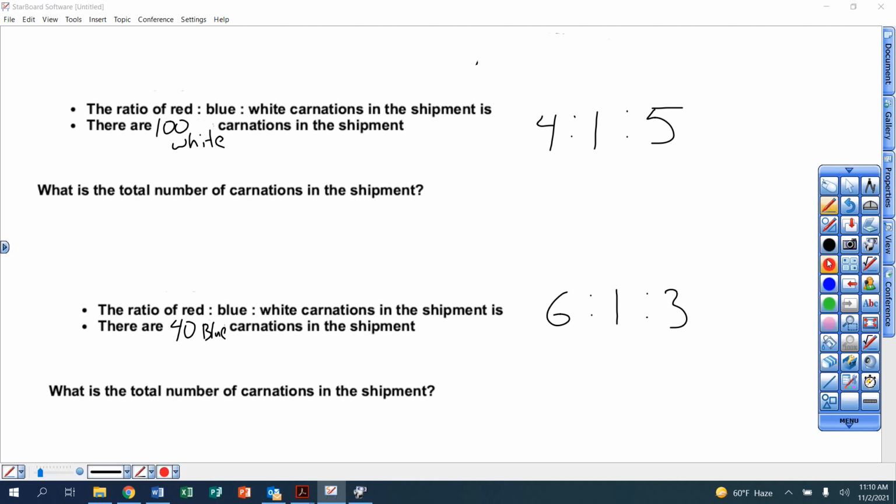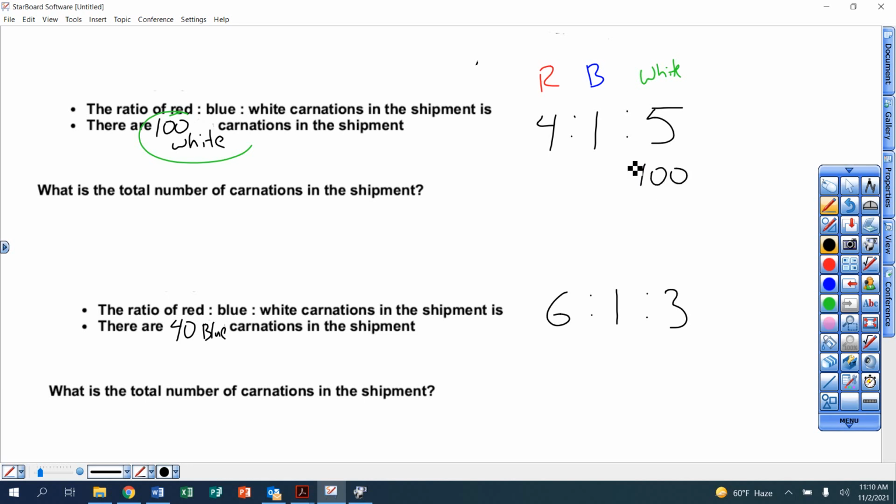The first number is going to be the number of red. The middle number is going to be number of blue. And then the last number is going to be number of white. And I'm going to use green to represent that. We're going to give you the number to put in either the red spot, the blue spot, or the white. And then based on that, you need to try to keep the ratio equal. So I'm going to put that 100 right here for the number of white carnations.